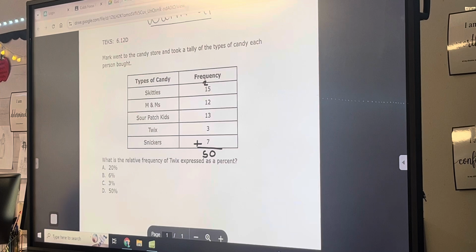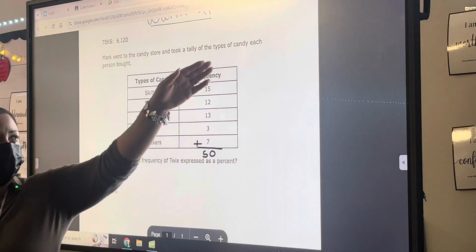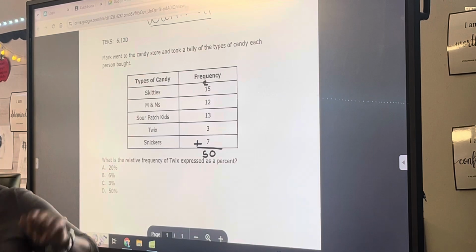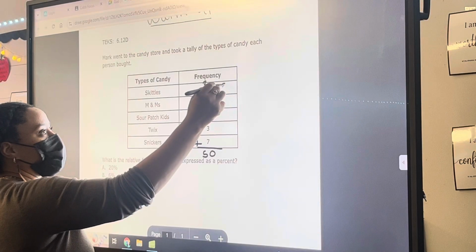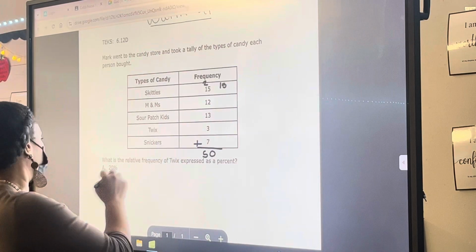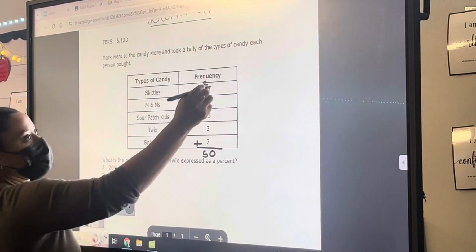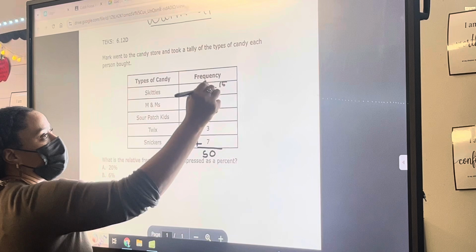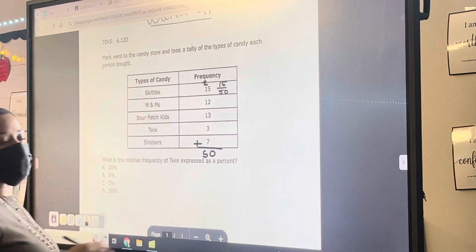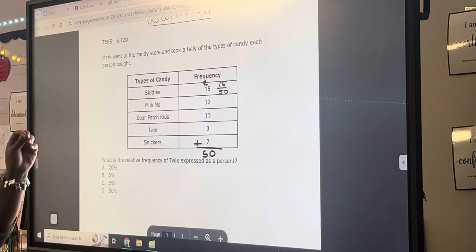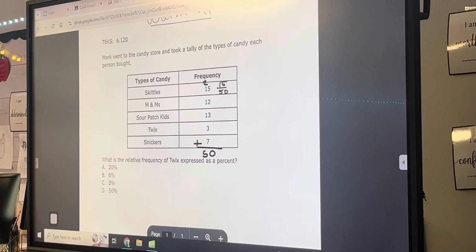Step 2 is to set up your fractions. Malia? Yes, we put that frequency, which is 15, over 50. And that is our part over whole, our frequency over our total. Because we're looking for relative frequency, how this frequency relates to the total.